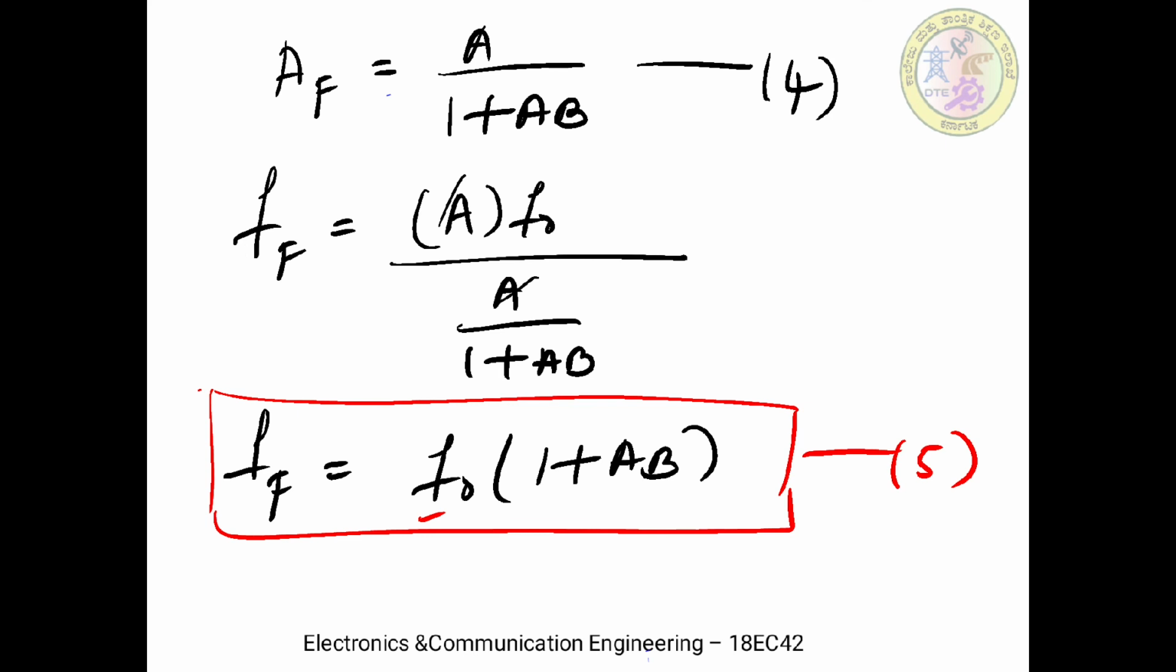So the negative feedback that has been connected has increased the bandwidth. You can say that the effect of feedback in case of a non-inverting amplifier is to increase the bandwidth by an amount 1 plus AB. If there were no feedback, the bandwidth was only F naught. Because of connecting a negative feedback, the bandwidth is enlarged to F naught into 1 plus AB.